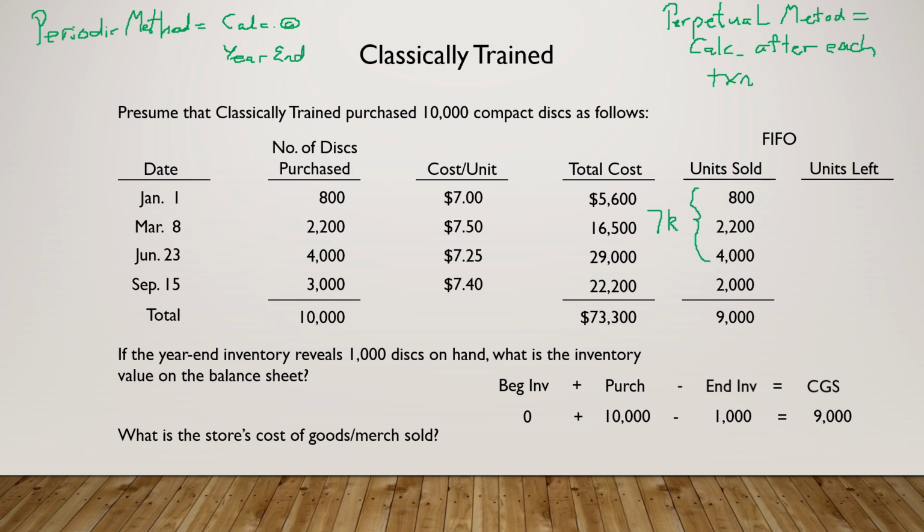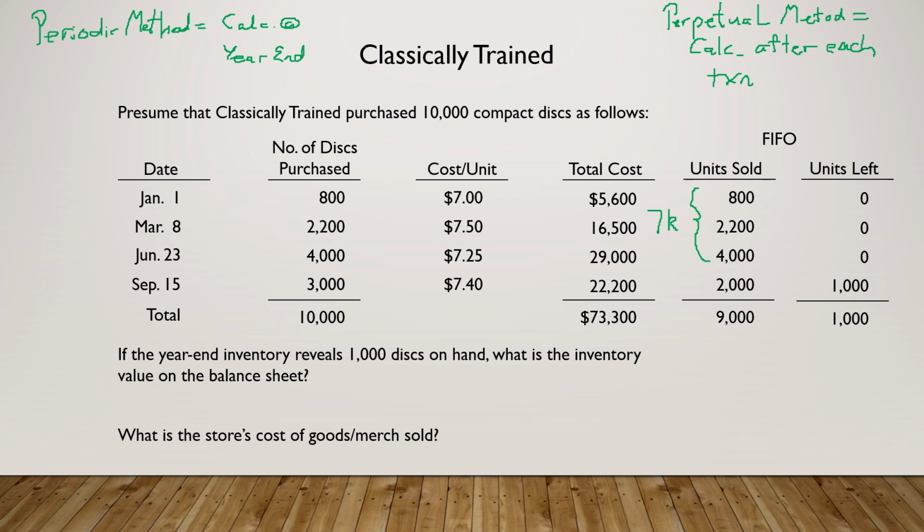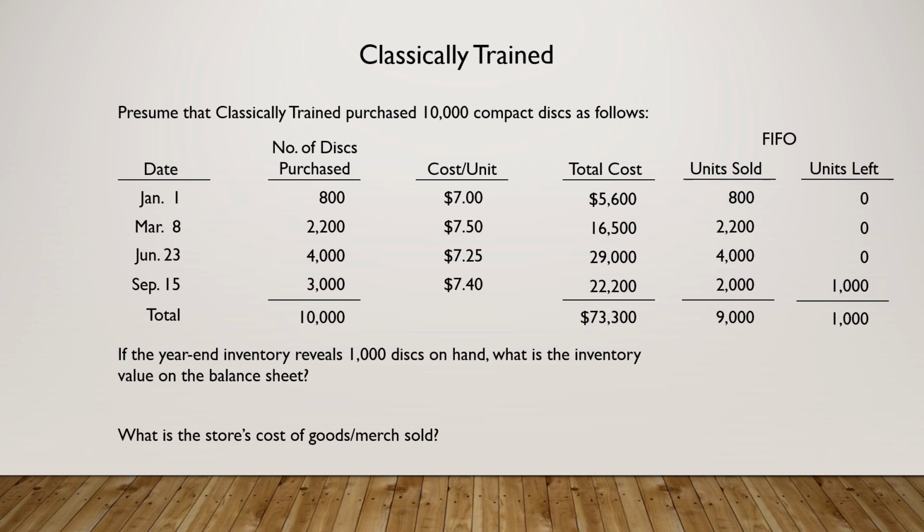If that's what we sold, what do we have left? Classically Trained has exhausted all inventory from January, March, and June. The 1,000 units remaining are all entirely from the September purchase. Since those remaining 1,000 units were bought at a price of $7.40, multiply them together to get a dollar value of $7,400.